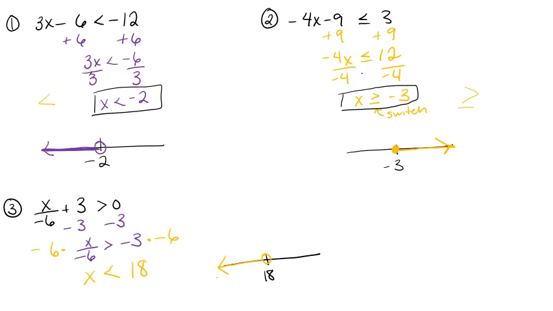So inequalities solve just like equations, except when I multiply or divide by a negative, I switch the inequality sign. Sometimes I'm going to be asked to graph my solution using open circles for less than and greater than, and closed circles when it's or equal to. And my solution isn't just a number. So for instance, number 3, it's not just 18, it's x less than 18. I need to write that whole thing as a solution.